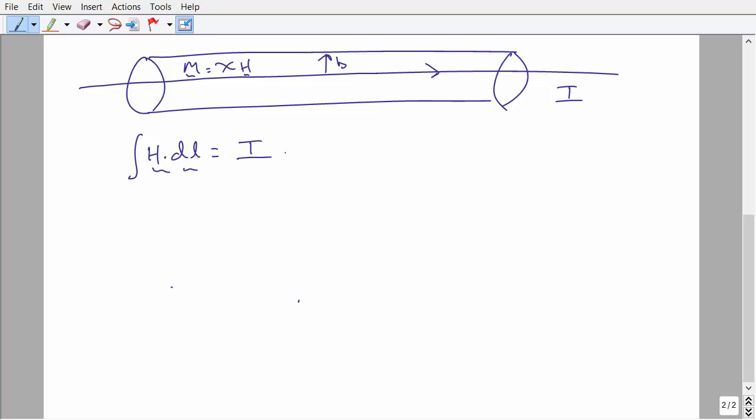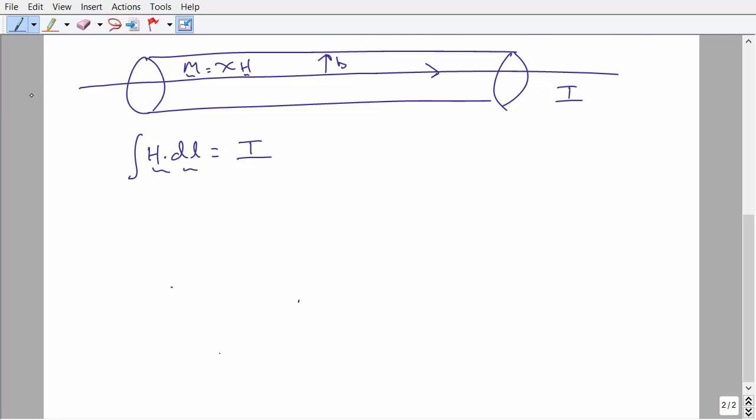Alright, so the integral of H dot dl, this is Ampere's law, is I. Now I here is I free. Alright, this is the free current. It is the current that we are injecting through this wire. The bound currents are going to be the currents due to any curl of the magnetization in the volume, or M cross n hat at the surface.